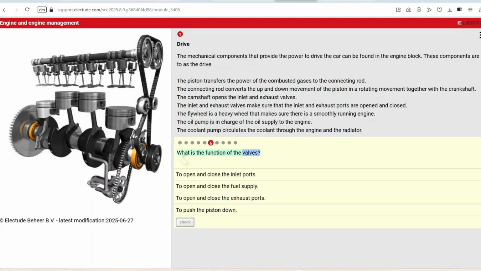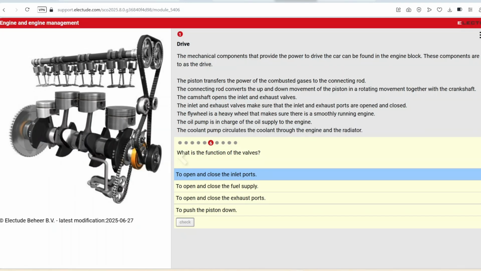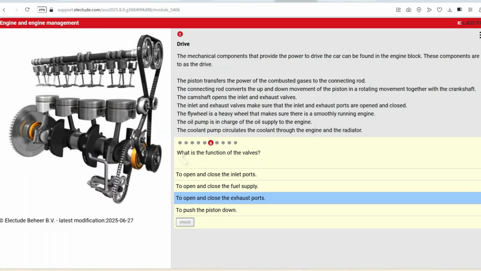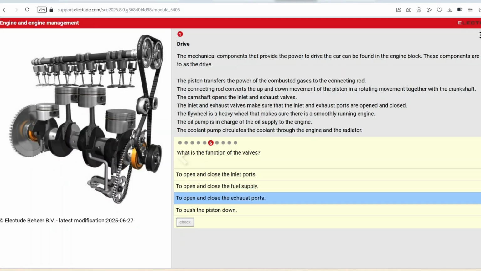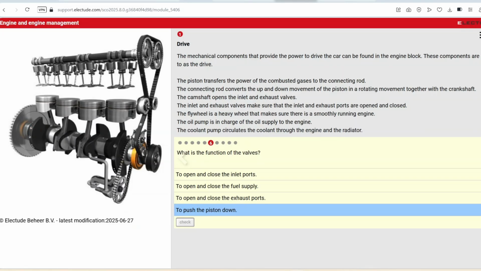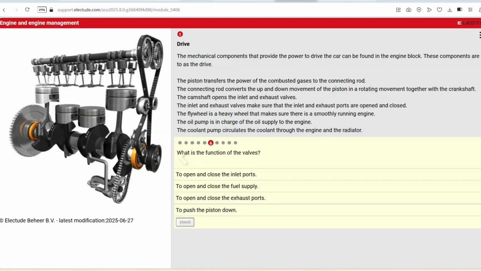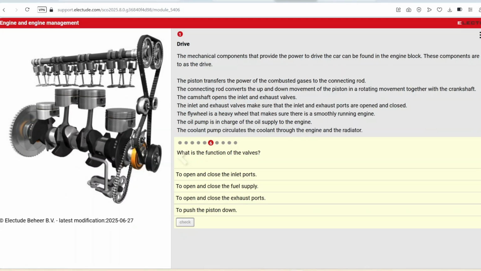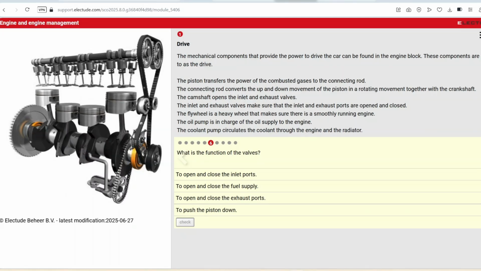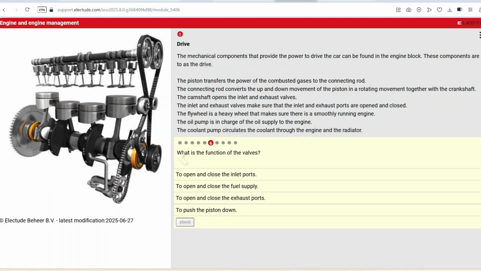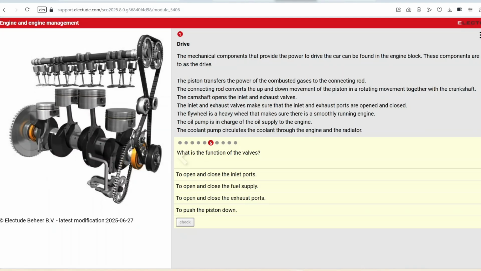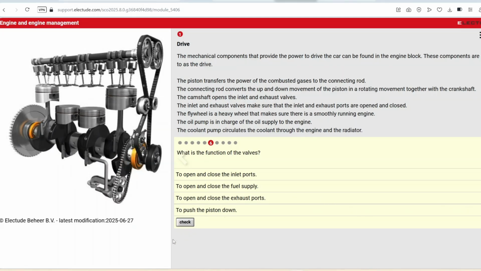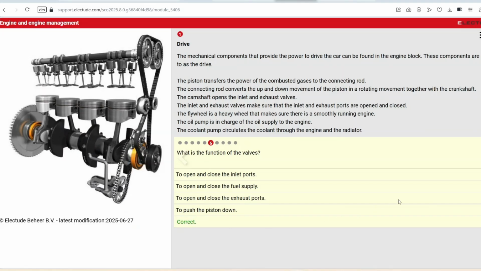What is the function of the valves? To open and close the inlet ports. To open and close the fuel supply. To open and close the exhaust ports. To push the piston down. Okay, now with this one, I think this is correct. The second statement, I believe, is false. The third one, I believe, is correct. And the fourth one is false. So let's check. I'm correct.